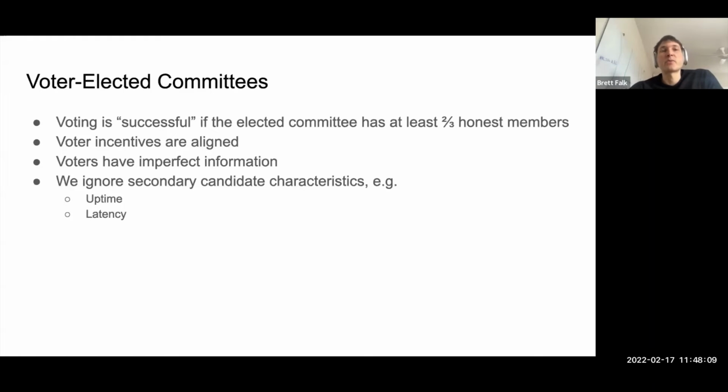And to simplify things, we ignore these secondary characteristics about candidates that you might care about, like uptime or latency, right? You would like to elect committee members, not only who are honest, but who are going to be really fast at producing blocks, because again, you could increase throughput that way. But that's not really part of our model here right now.